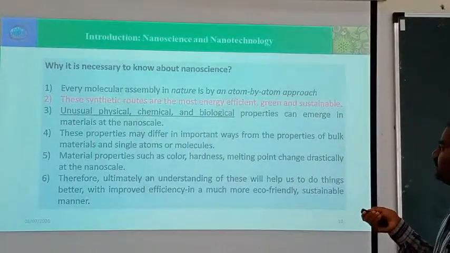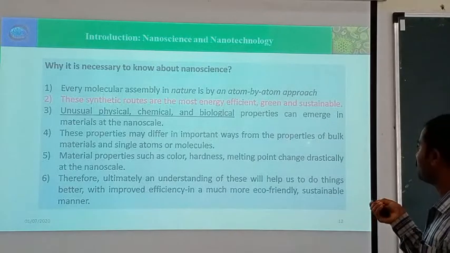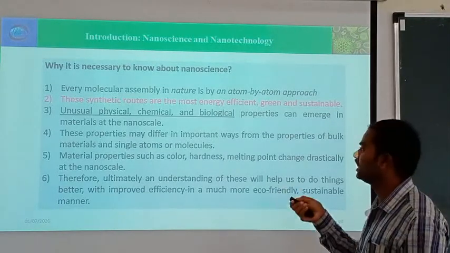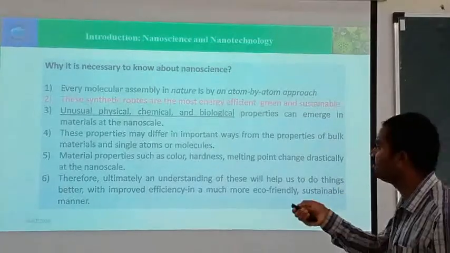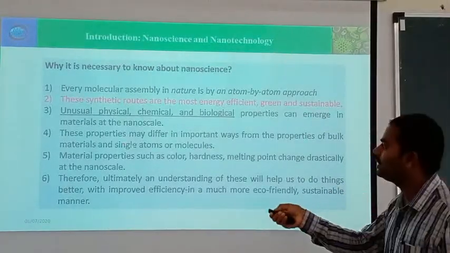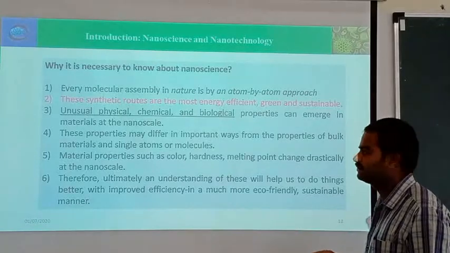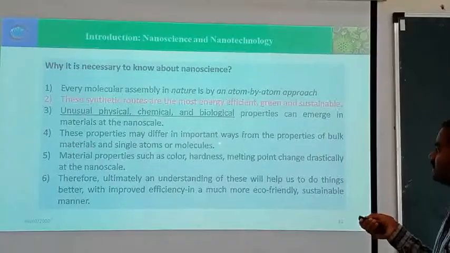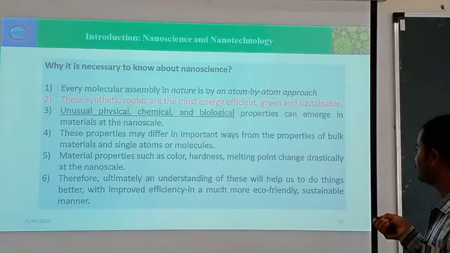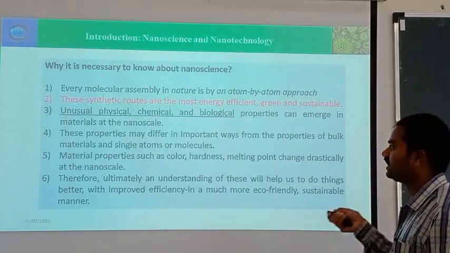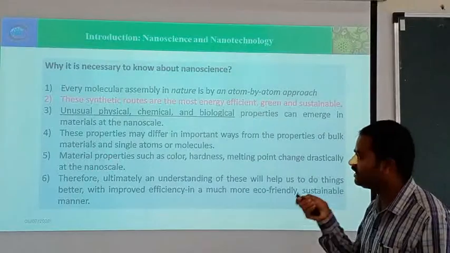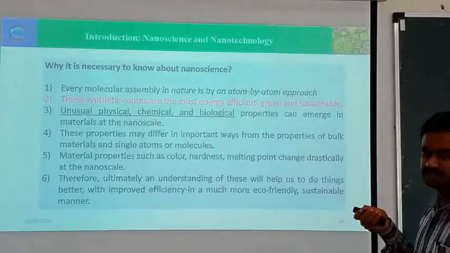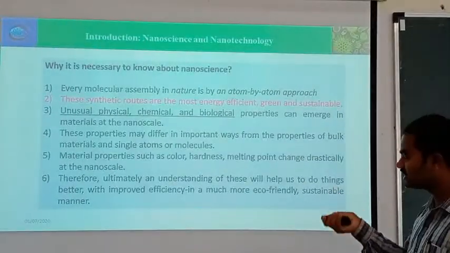Properties may differ in an important way from the properties of bulk material or single atoms or molecules. These newly emerging properties may differ from the bulk or individual single atoms or molecules. Material properties such as color, hardness, and melting point change drastically at this nanoscale. That's why we are focusing on nanometers, nanometric scale, nanomaterials, nanosystems.